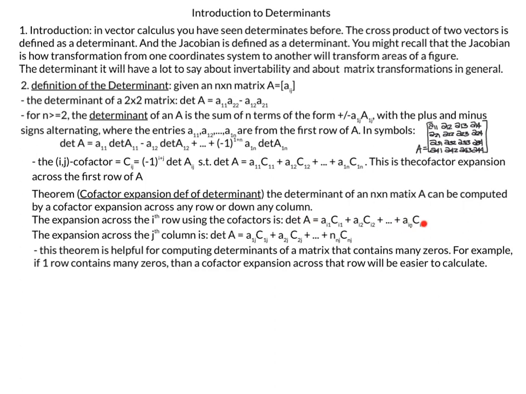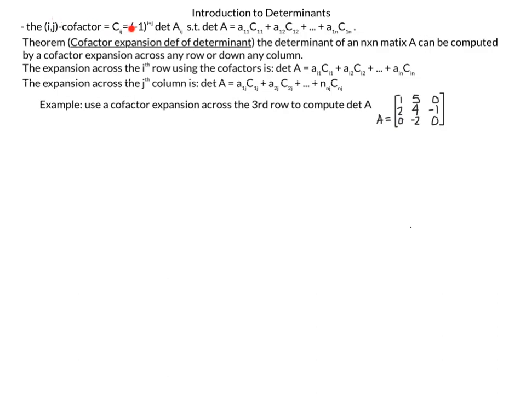And this here gives us the formula for the determinant when we're using the ith row. And here's the formula when we use the jth column. Just a note, this theorem is helpful for computing determinants of a matrix that contains many zeros. So in other words, well, actually I'll give you an example. I have the definition of the cofactor here, and also the definition of our determinant in terms of the cofactor, and then I have the definition of the cofactor expansion of a determinant.